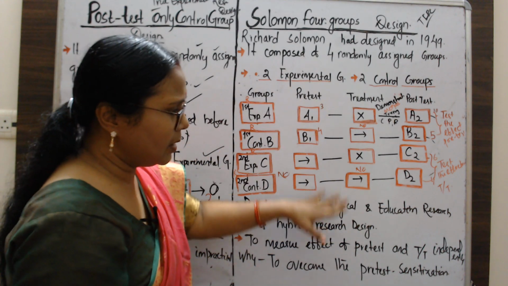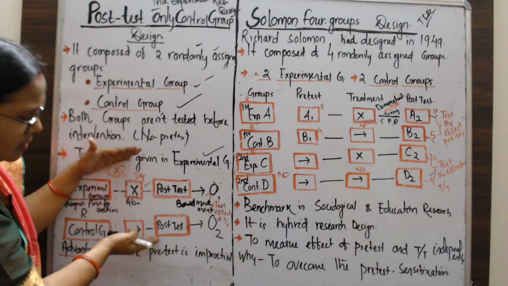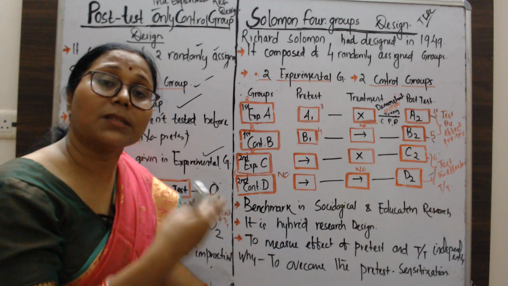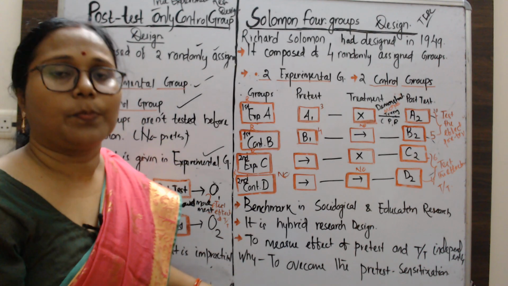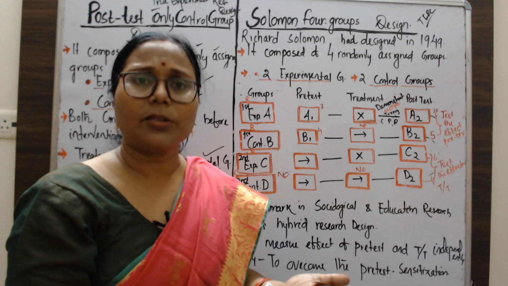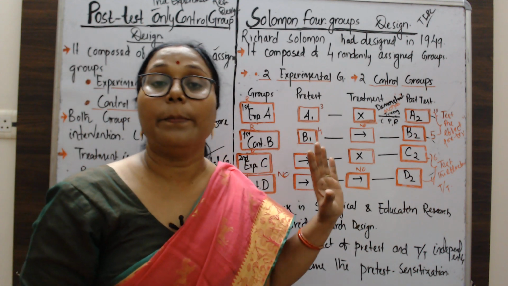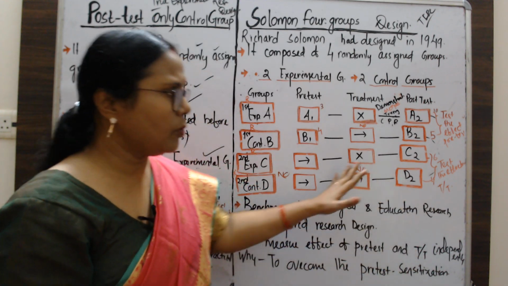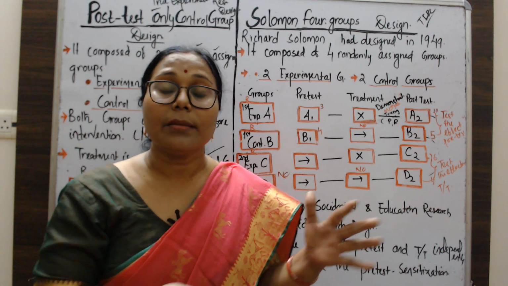If you see, the lower two are the same as the post-test only control group, and the upper two are the same as the pre-test post-test control group. So this is the integration or combination of the pre-test post-test control group design and the post-test only control group design, which is called a hybrid research design, and it is a benchmark in sociological and educational research. In this way, the threats to internal validity and external validity are reduced.